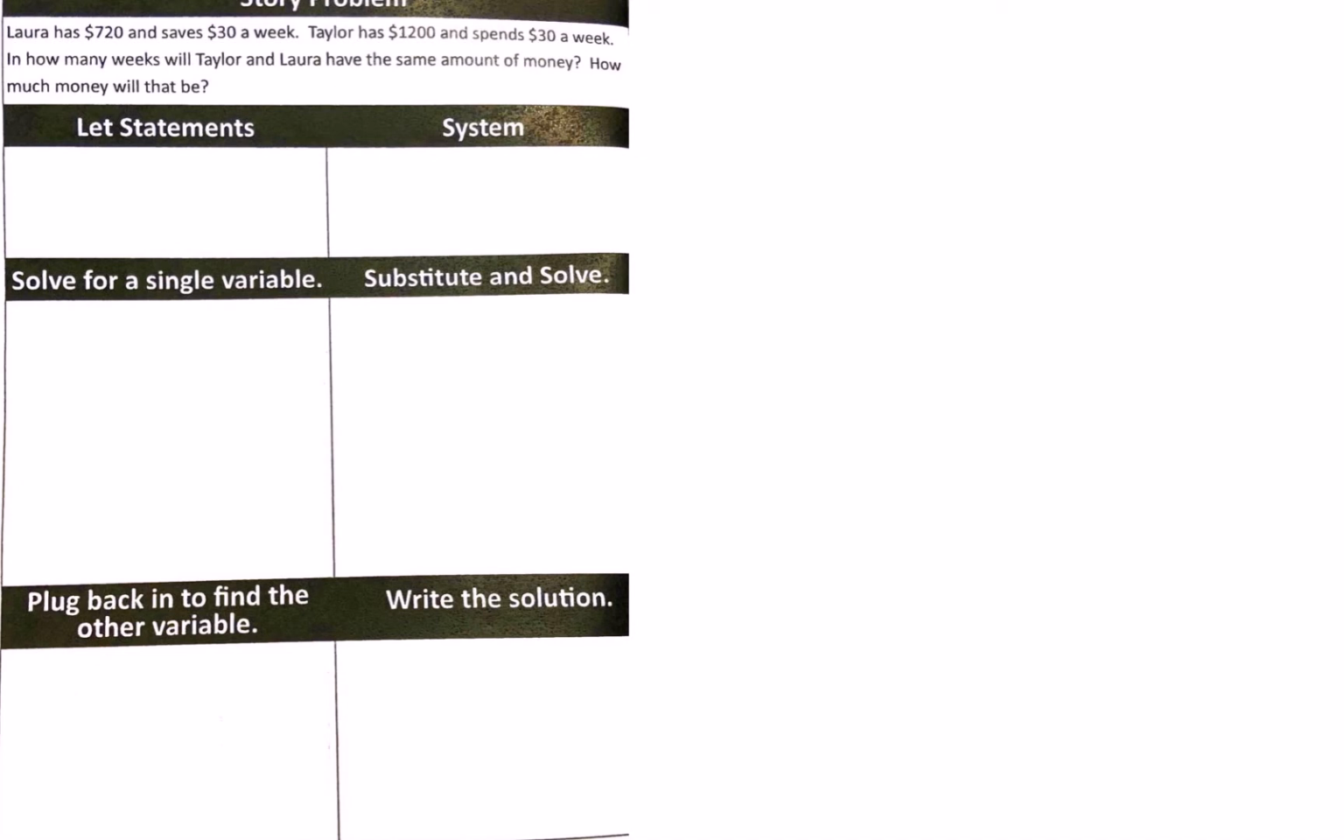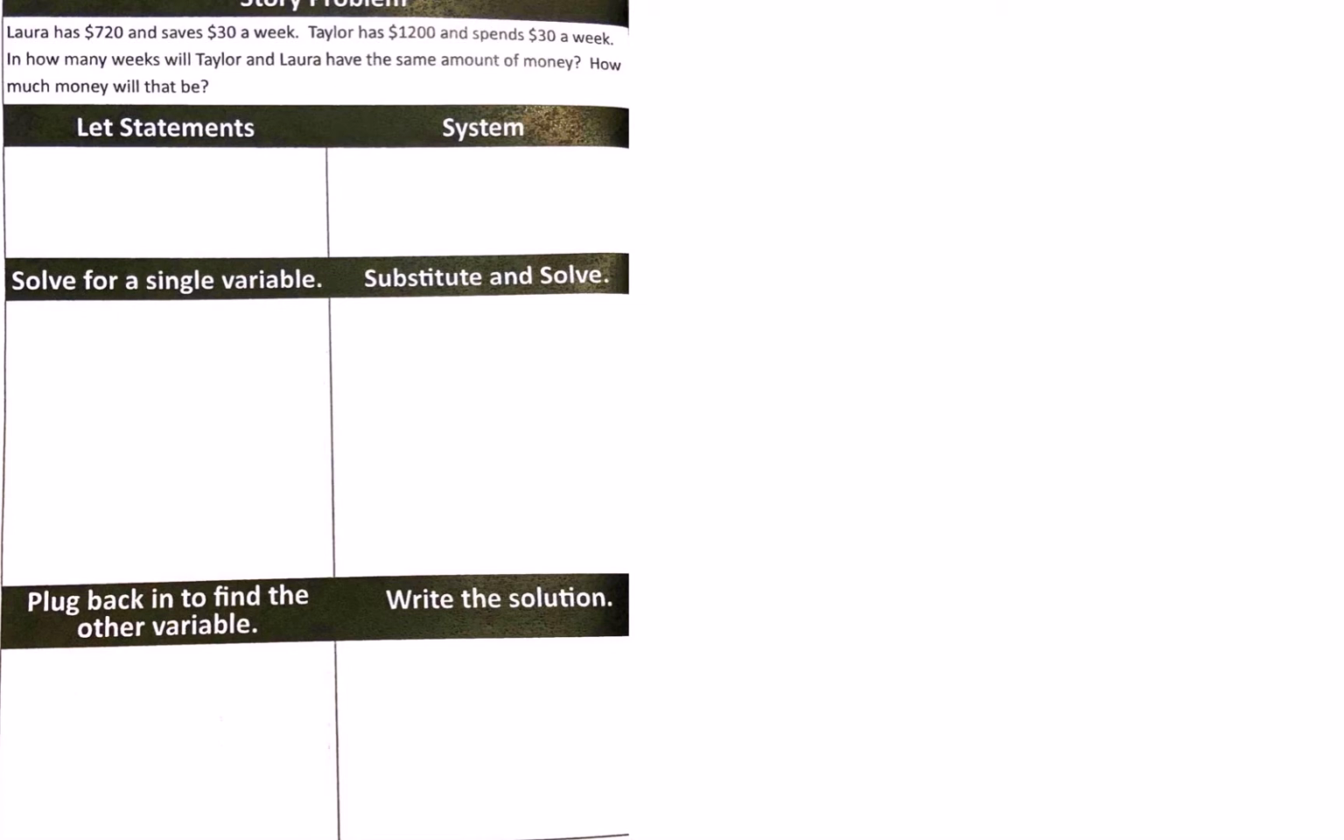Okay, here's the second part of solving systems. For this problem, we have that Laura has $720 and saves $30 a week. Taylor has $1,200 and spends $30 a week. In how many weeks will Taylor and Laura have the same amount of money?